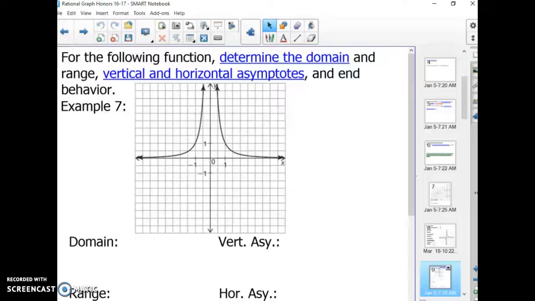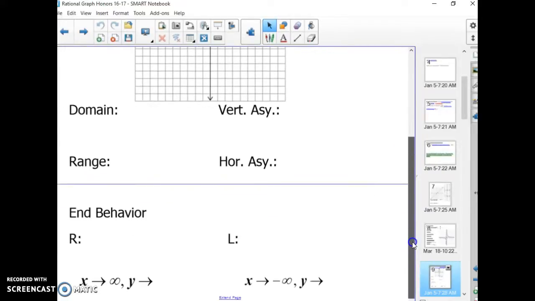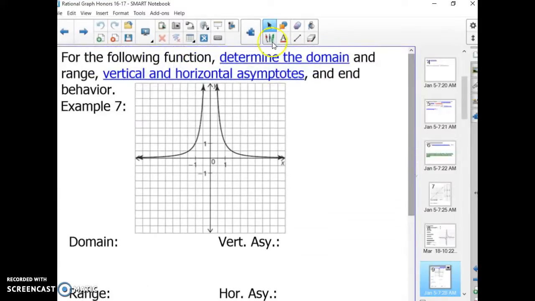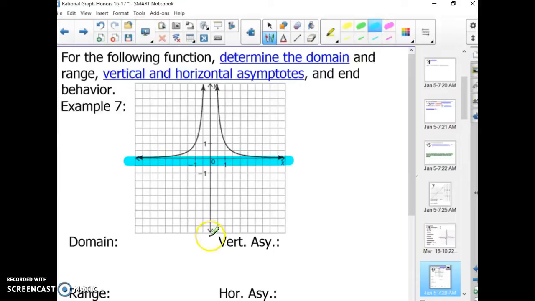Okay, for the following function that's graphed, determine the domain and the range and the vertical and horizontal asymptotes. And it wants us to do the end behavior. So we've got a few things we've got to do. So first off, I want to talk about asymptotes. So horizontally, it's not going to cross the x-axis, and vertically, it's not going to cross the y-axis. So there's ways to write that.